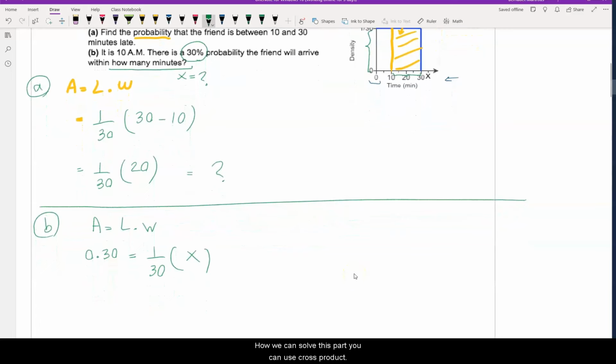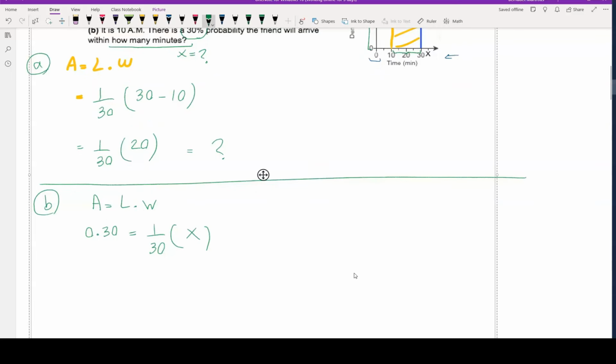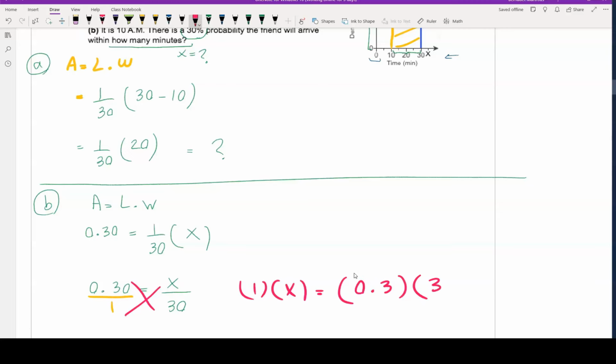How can we solve this part? You can use cross product, or you can clear the fraction. So let me write it this way: X over 30. This means that in the denominator we have 1. So using cross product, 1 times X is equal to 0.3 times 30. That's where we can find the answer.